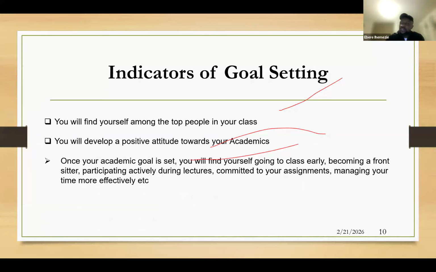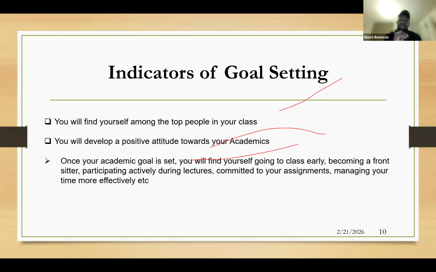Now, what are the indicators of goal setting? When you have set your goals, when you've properly set your goals and you've mapped out the pathway to achieve them, two things will become very obvious in your life. And this is what I've experienced. You will find yourself among the top people in your class. Naturally, your group of friends will change.